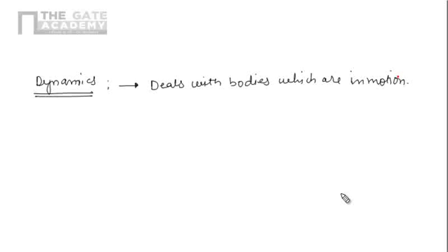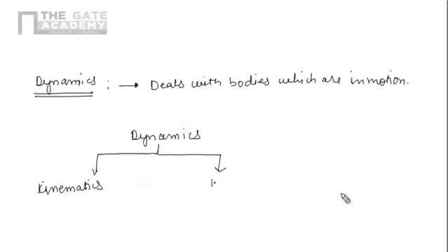But there are two ways for analyzing the bodies which are in motion. In one case we have to consider forces or couples which are responsible for motion, and in the other case we are not considering the forces and couples which are responsible for motion. So according to this consideration, we can further divide dynamics into two categories. One is kinematics, and second one is kinetics.